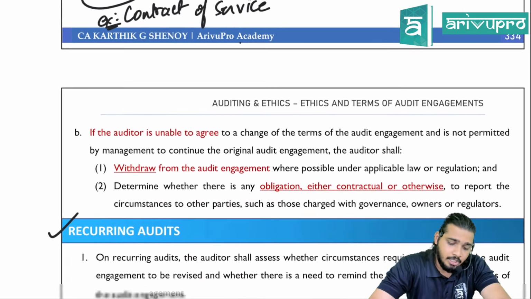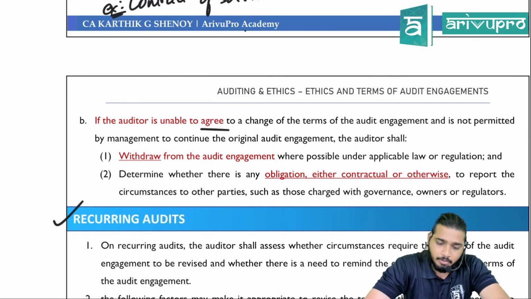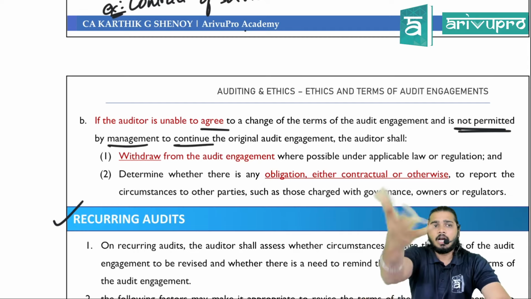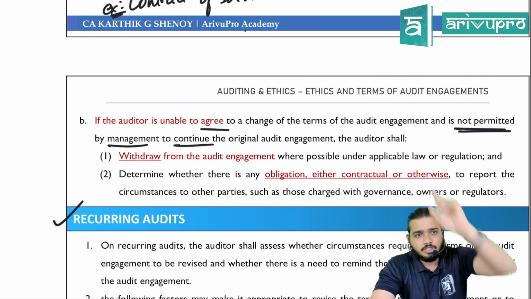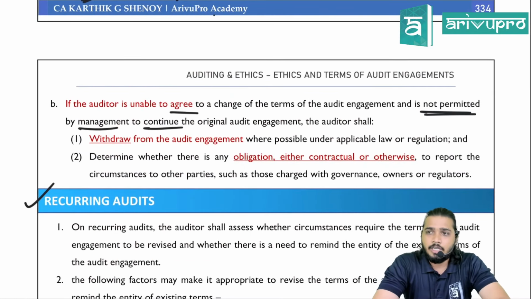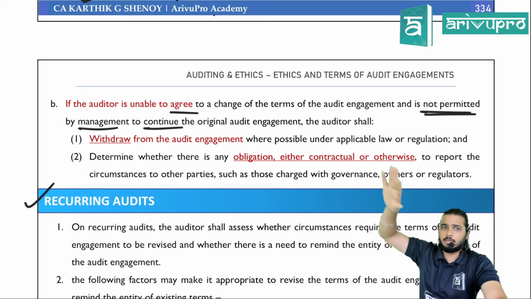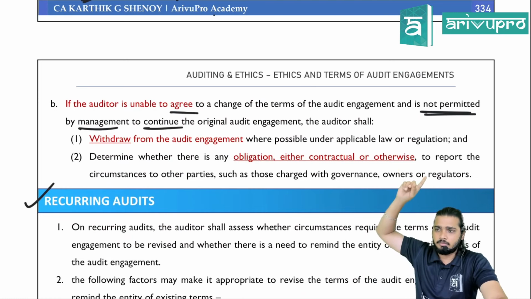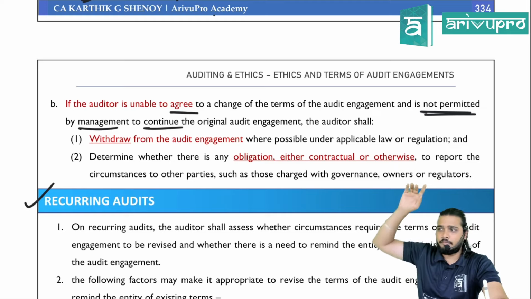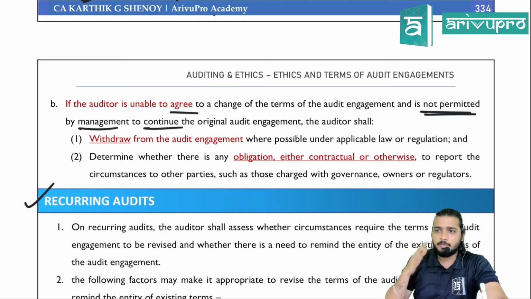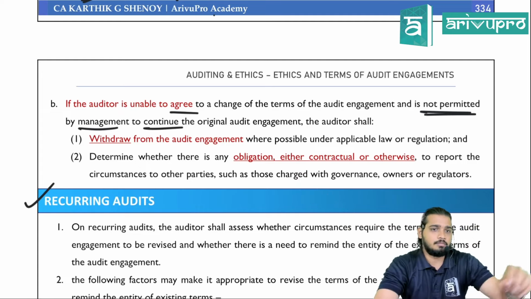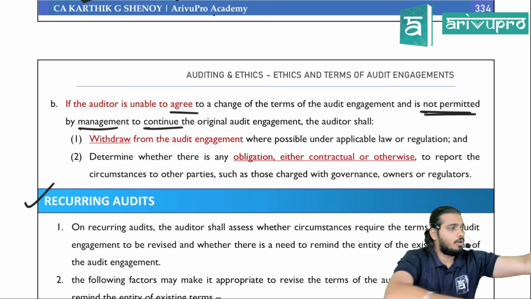If the auditor is unable to agree to the change, and is not permitted to continue by the management, what am I supposed to do? Sir, I will not agree to the change. Initially I agreed, now I am telling I am not agreeing to the change. That means I am continuing under old terms, but management is not allowing me to work under old terms. What am I supposed to do?